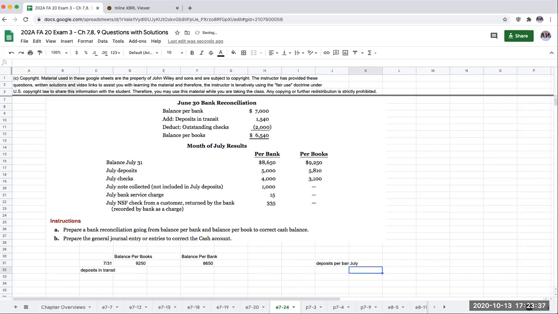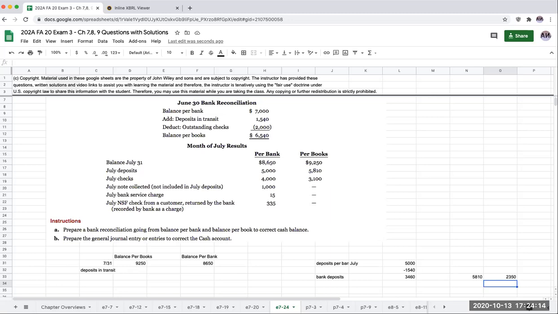for July is going to be, so this is 5,000. However, this is going to include 1540. So the true bank deposits are going to be here at 3,460. And if I compare this to my balance per my books at 5,810, the true deposit in transit is going to be 2,350. So let's take a step back for a second.